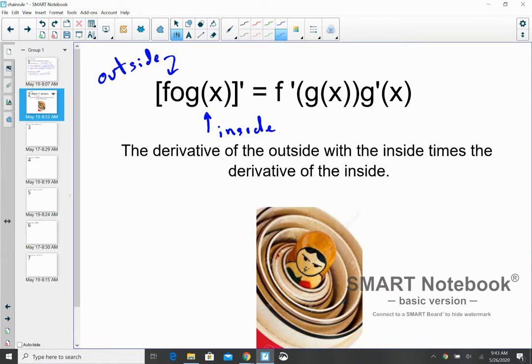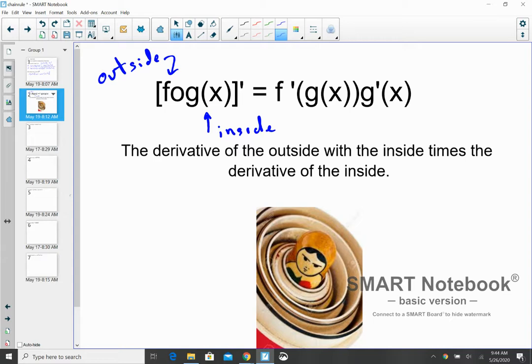And here I've got a little picture of nesting dolls, because you can think of the functions kind of like that, where each one has a layer. And you're going to take the derivative of each layer only once. And then you move on to the inside piece. So you start on the outside and you go to the inside as you're taking derivatives.